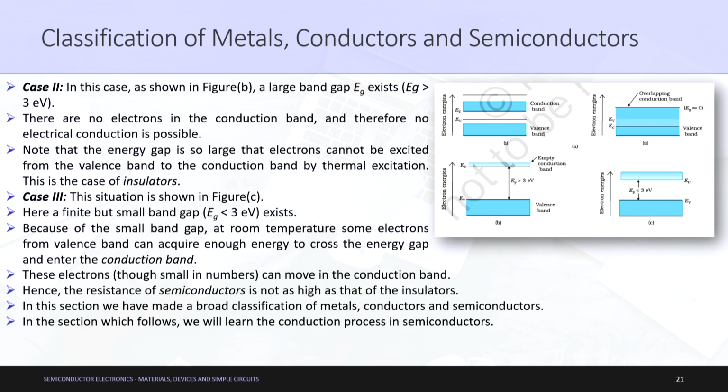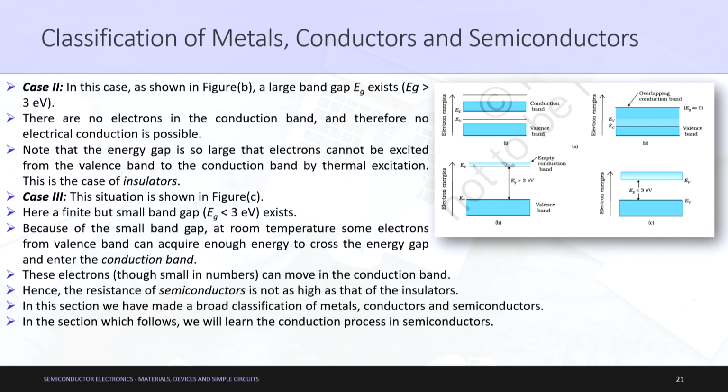Let us move on to case 2, which is shown in figure B. In this case, a large band gap exists, that is Eg is greater than 3 electron volts. As you can see, Eg is greater than 3 electron volts here. What will be the classification this time? There are no electrons in the conduction band.